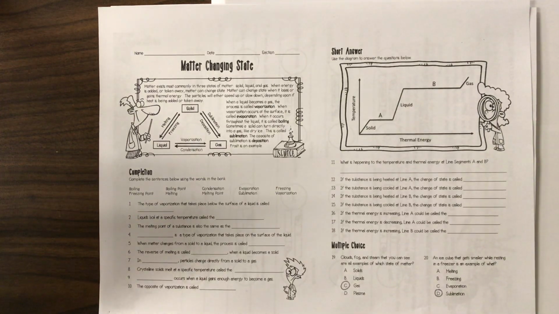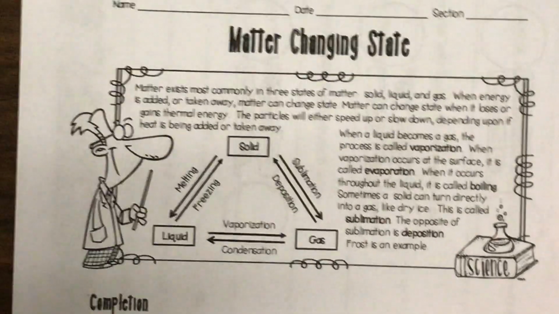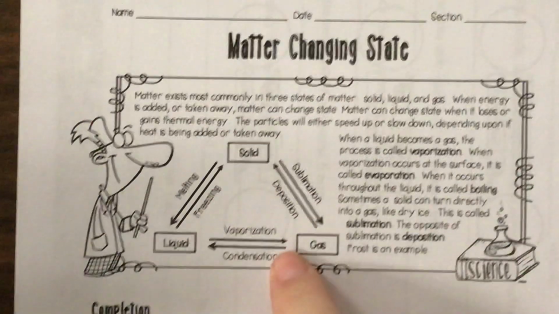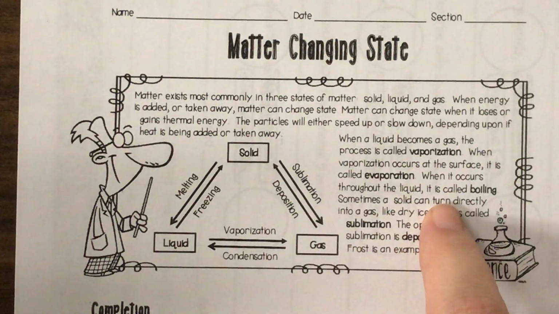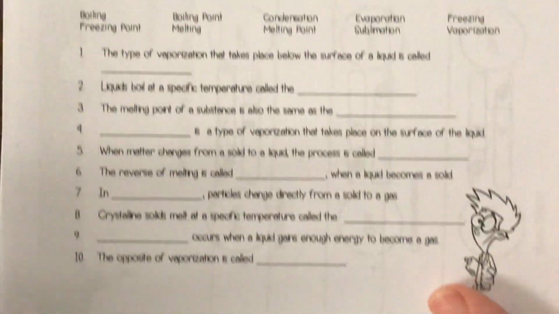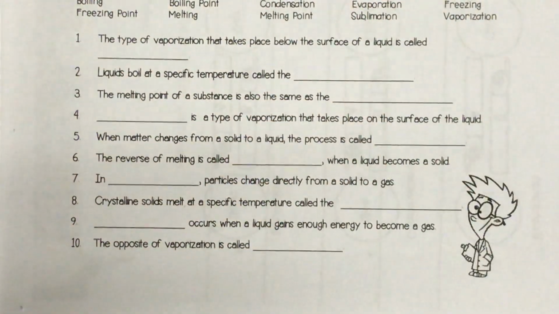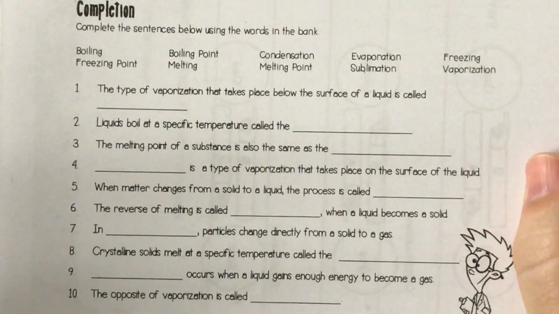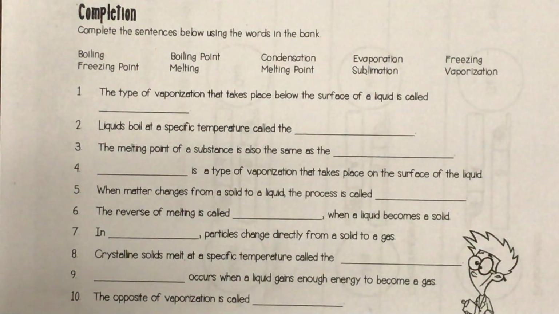Matter changing state. So on the top left, there's a flow chart and a little bit of information. The flow chart and a little bit of information will help you answer 1 through 10. And there's a word bank right above it. The words are only used once.